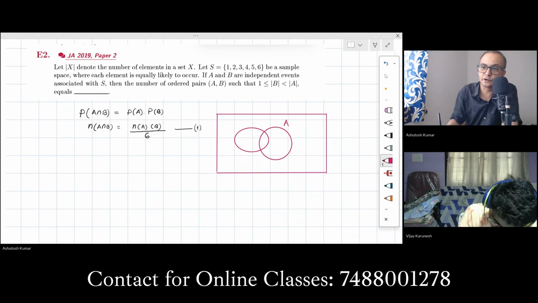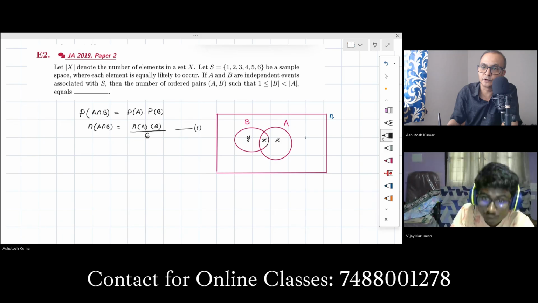Let's say this is A and this is B, because A has the bigger number of elements. Now, what I'm going to do is distribute the entire thing into 4 parts. Let's say this total number is N. This is X, this is Y, this is Z, and this is W. We say that N is equal to X plus Y plus Z plus W.